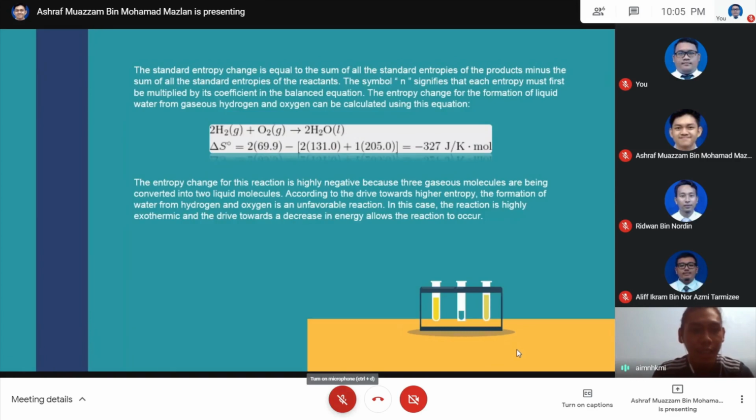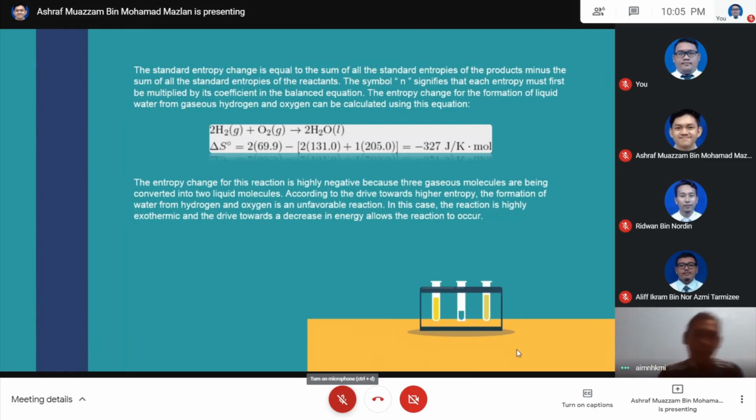Okay, we continue. The standard entropy change is equal to the sum of all standard entropies of the products minus the sum of all the standard entropies of the reactants. The symbol n signifies that each entropy must first be multiplied by its coefficient in the balanced equation. The entropy change for the formation of liquid water from gases, hydrogen and oxygen, can be calculated using this equation.